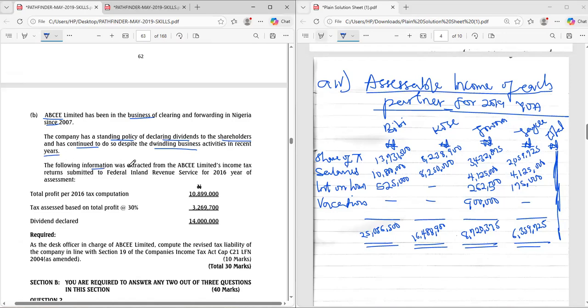The following information was extracted from the ABC Limited income tax returns submitted to Federal Inland Revenue Service for 2016 year of assessment. So from the document that they submitted to FIRS, this was what they were able to extract. Now, watch. They said total profits for 2016 tax year is how much? 10,899,000. Then tax assessed based on the total profit at 30%. Run 30% for me first.